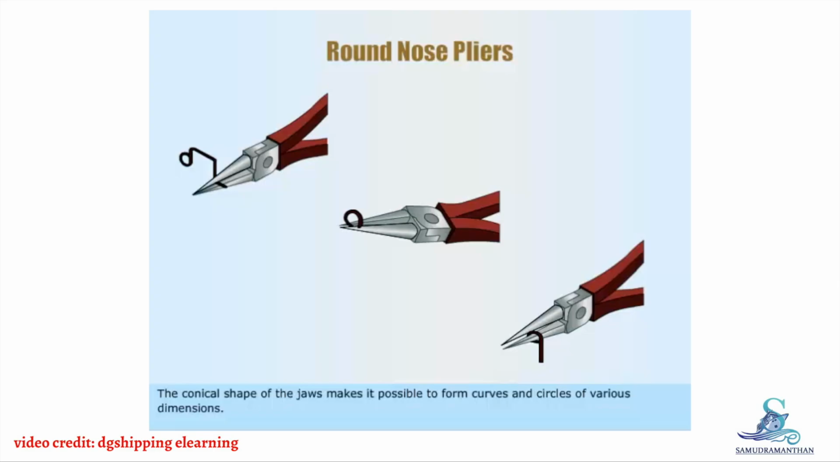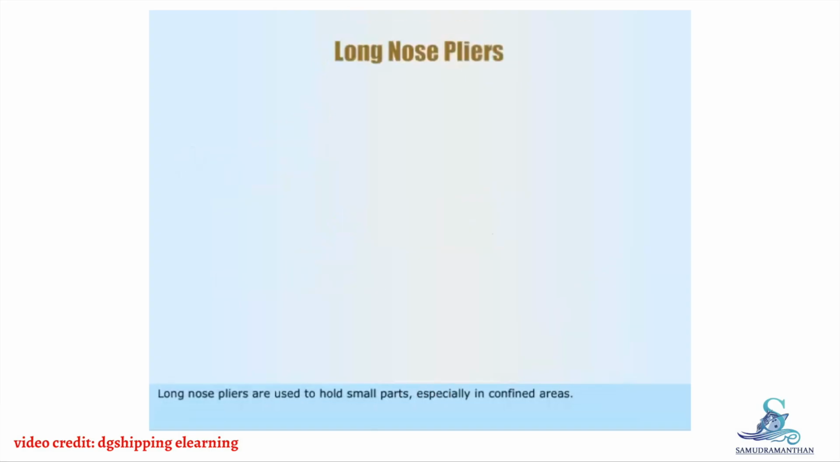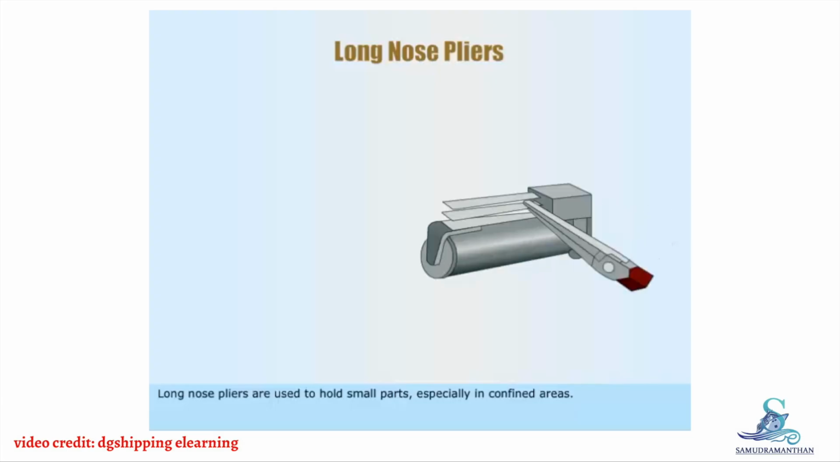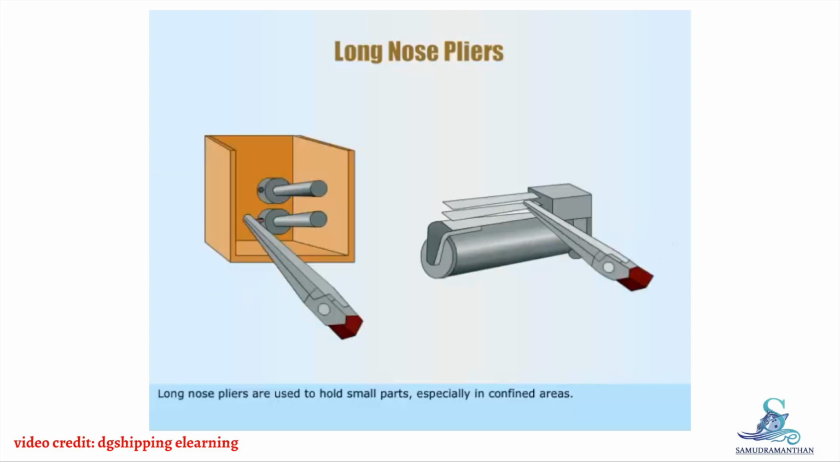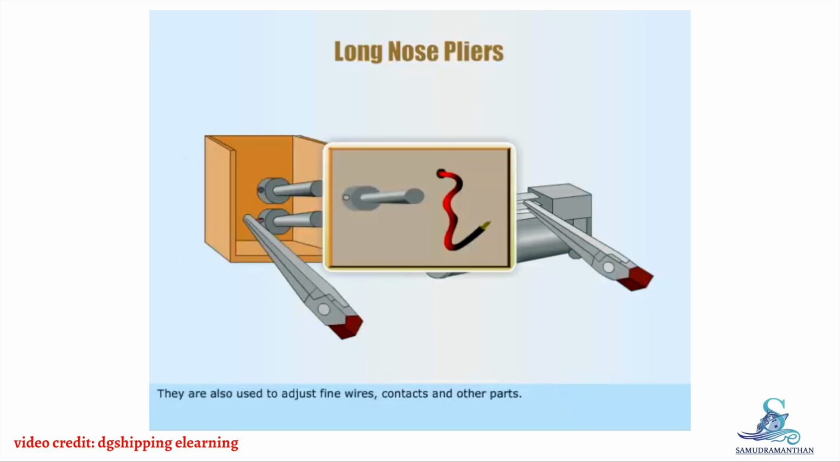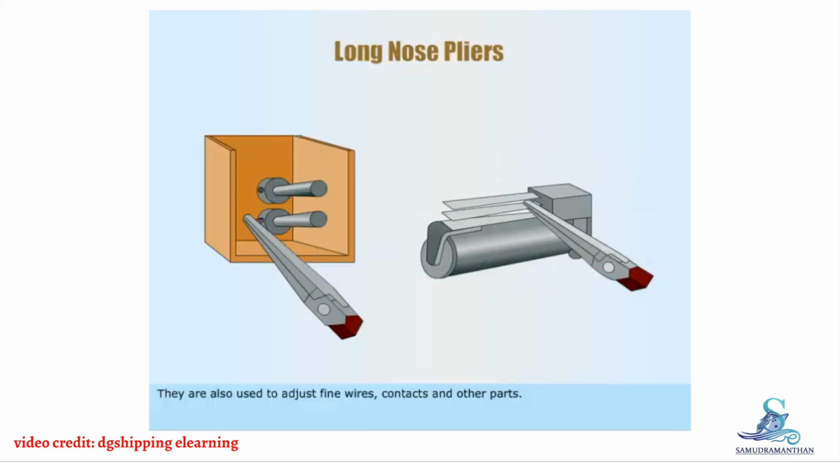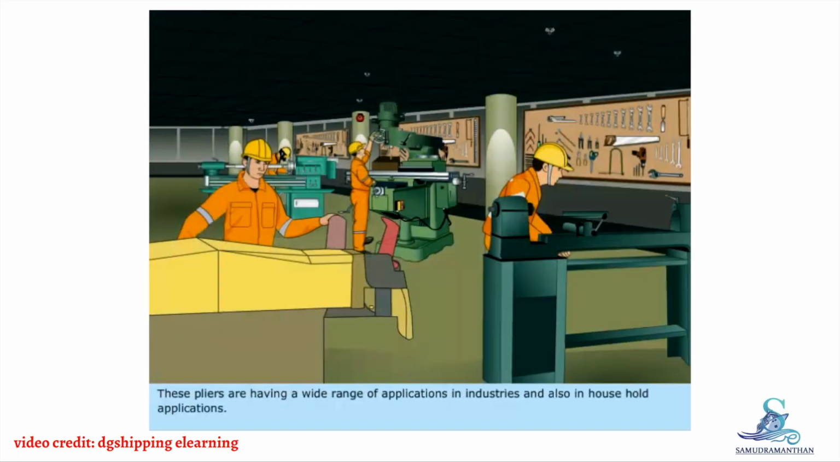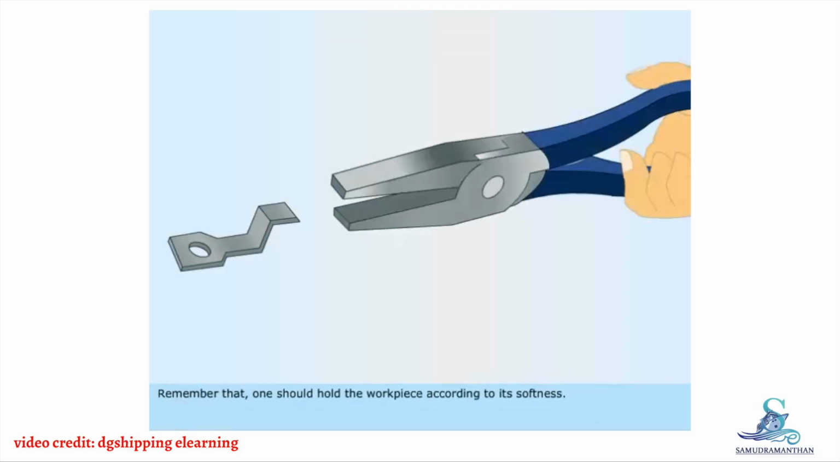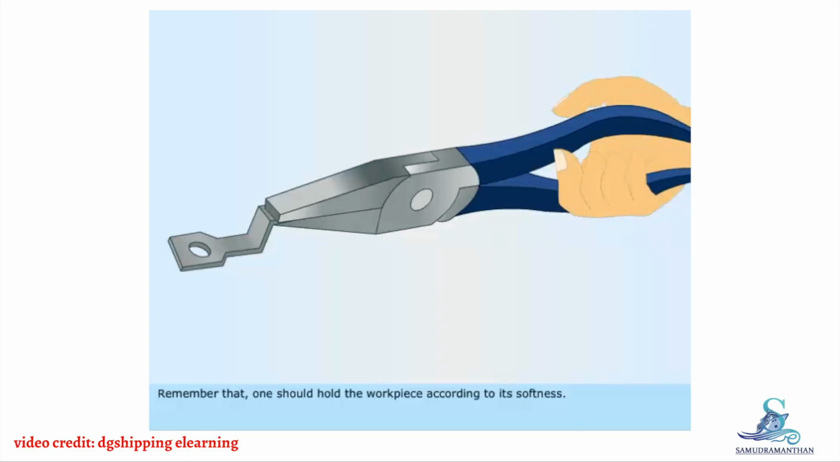The conical shape of the jaws makes it possible to form curves and circles of various dimensions. Long nose pliers are used to hold small parts, especially in confined areas. They are also used to adjust fine wires, contacts, and other parts. These pliers are having a wide range of applications in industries and also in household applications. Remember that one should hold the workpiece according to its softness.